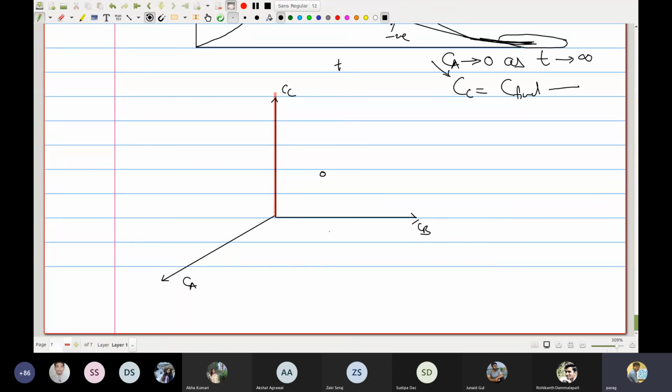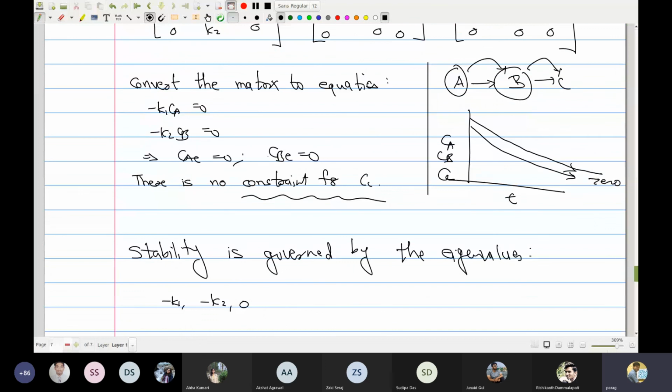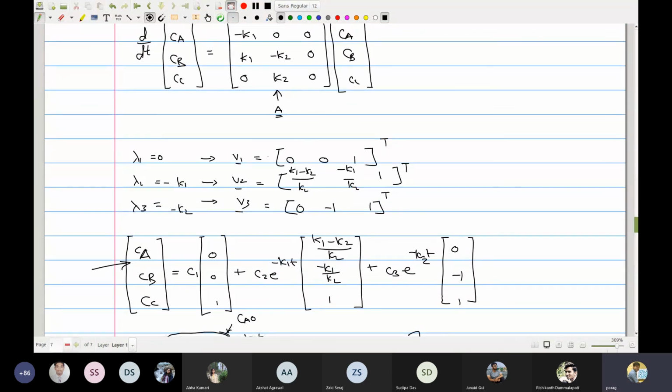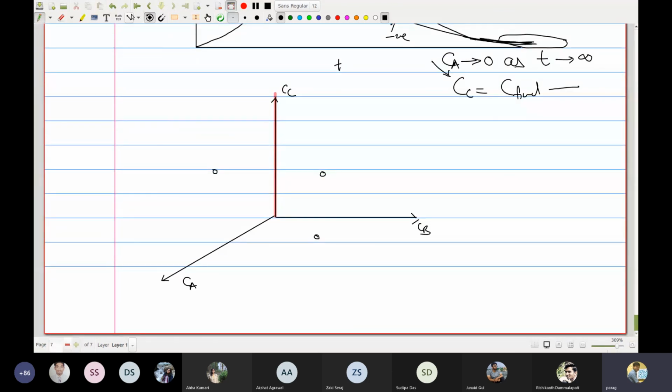Let's say the three eigenvectors are these. You will have to go here and write the values of the eigenvectors from here. 0, 0, 1, and 0, -1 is simple, but the third eigenvector depends upon the values of k1 and k2. So let's say if these three are eigenvectors, then you will have these straight line solutions for these eigenvectors.